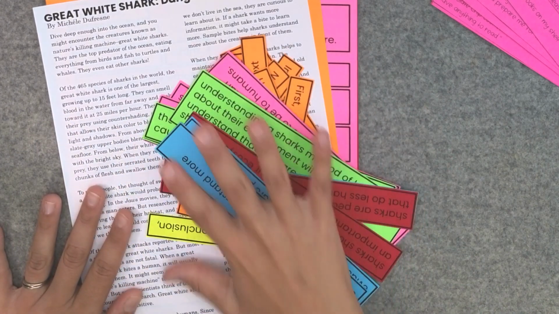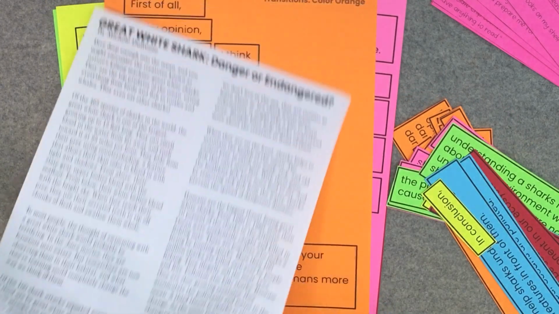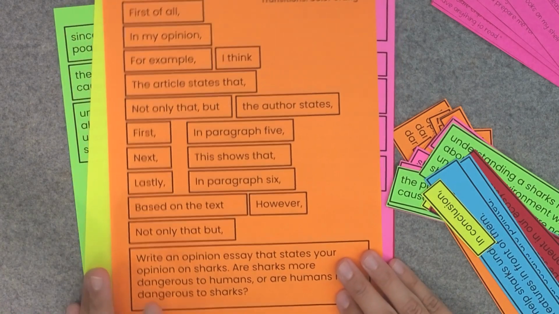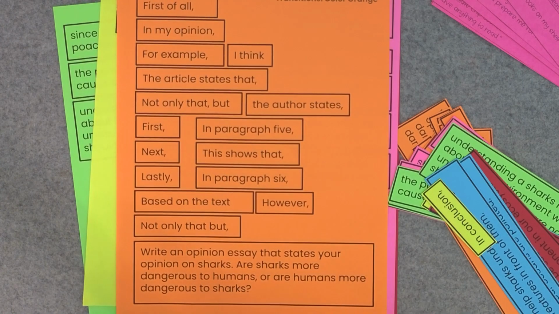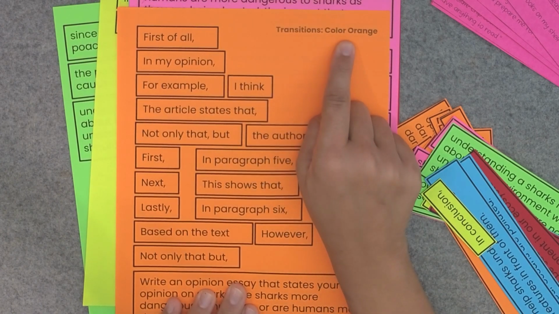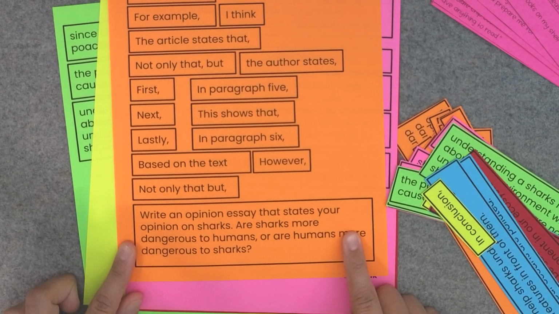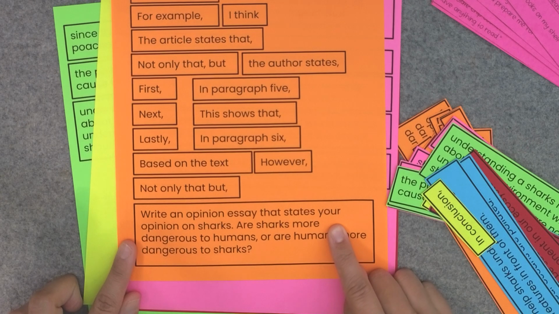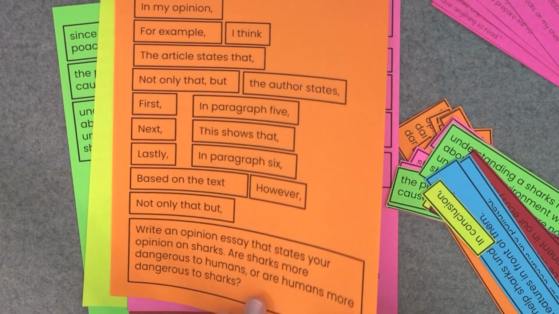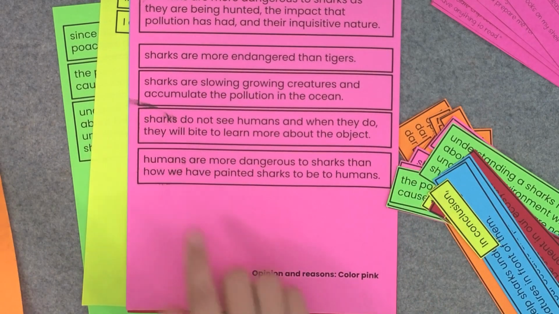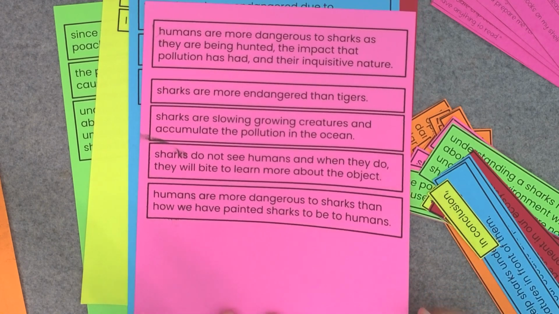So to give you an idea, here is what I wanted to show you. This is how I structured it. Here's the writing that I gave students. Then from here, I had each of these on its own slide and I just typed everything in. Transitions are all the color orange, and you can or do not have to tell them this, but I also wrote the prompt down here as well. The focus is on writing an opinion essay that states your opinion on sharks. Are sharks more dangerous to humans or are humans more dangerous to sharks? But then we have the opinion and reasons, which is the color pink. So that's what this one looks like.